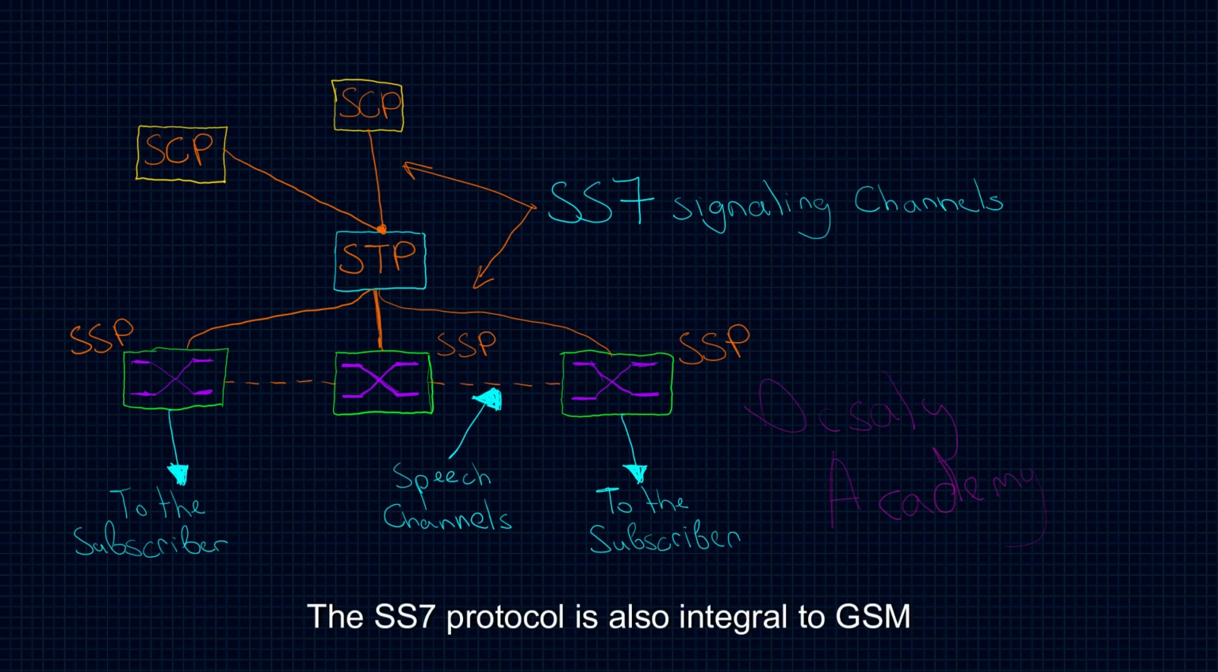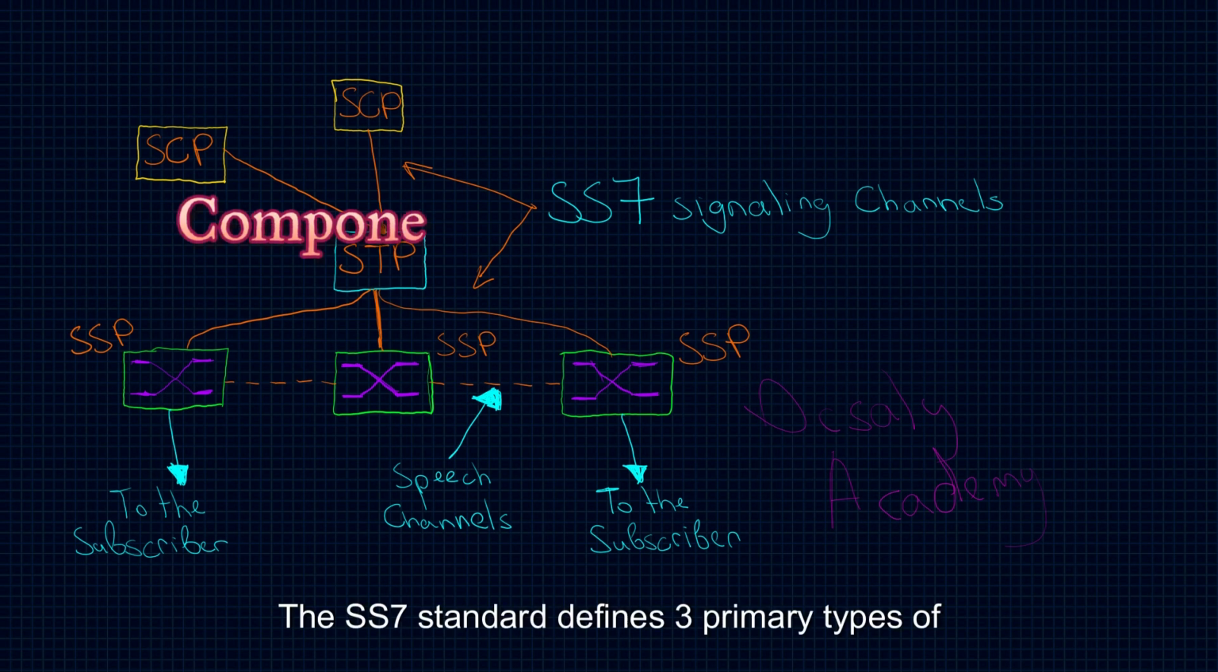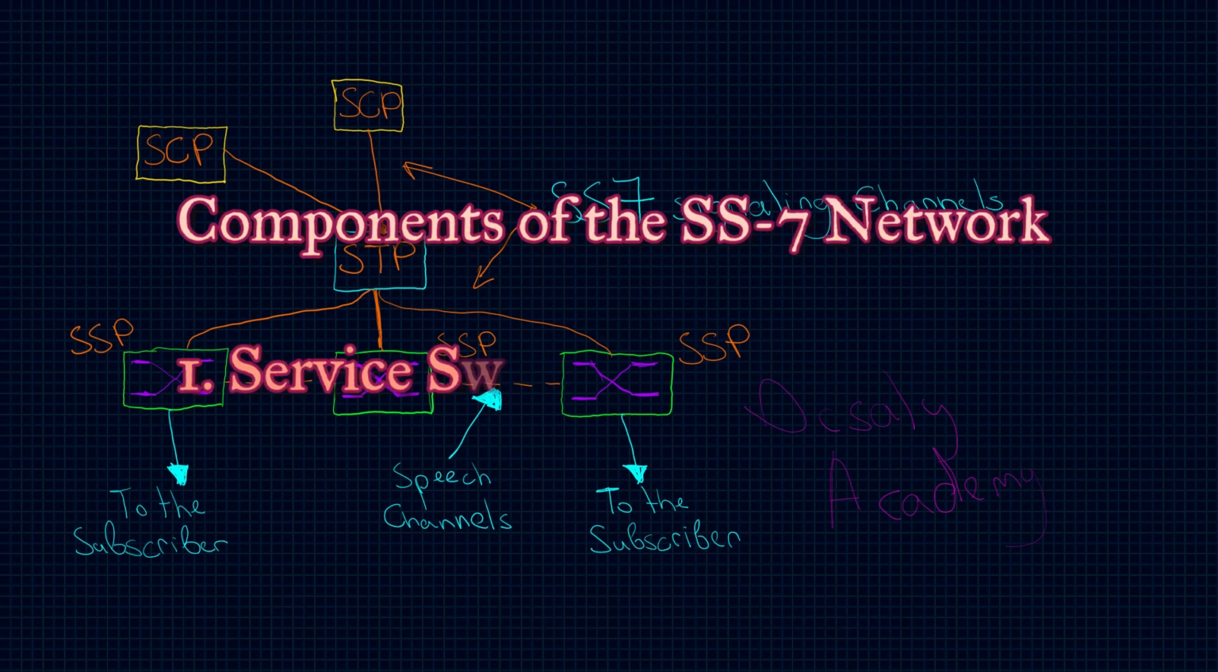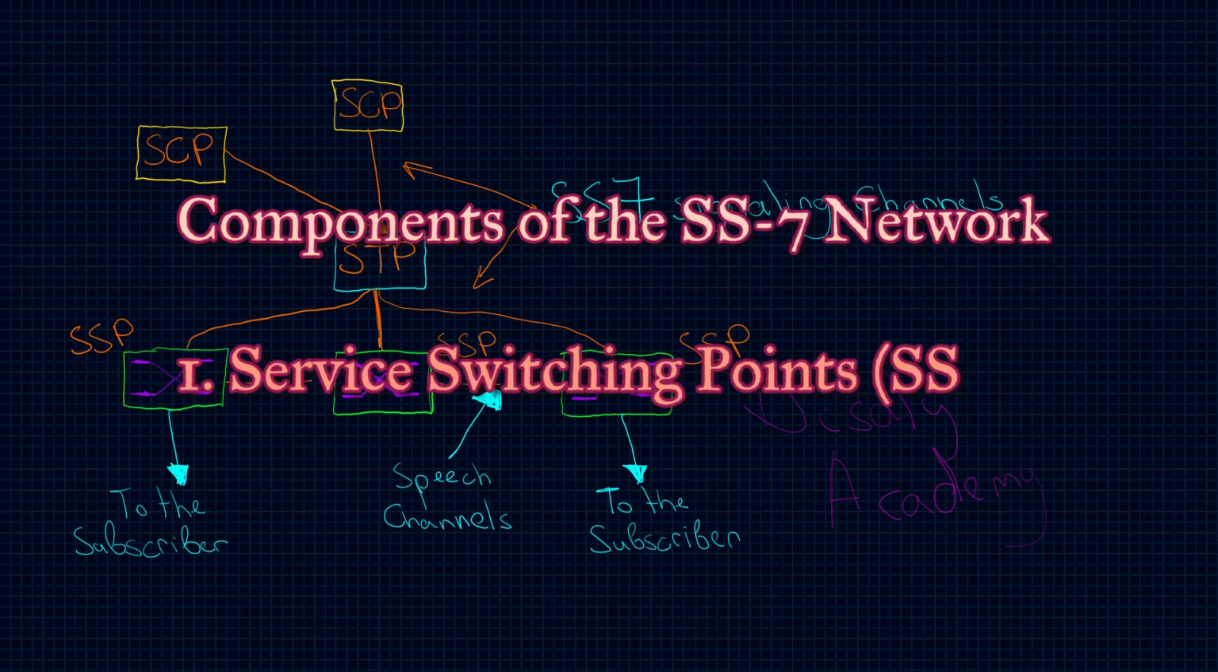The SS7 protocol is also integral to GSM networks and has been enhanced by the European Telecommunications Standards Institute (ETSI) to address the unique needs of mobile communication, such as subscriber mobility management, tracking and updating a subscriber's location as they move. The SS7 standard defines three primary types of network nodes that perform distinct roles.